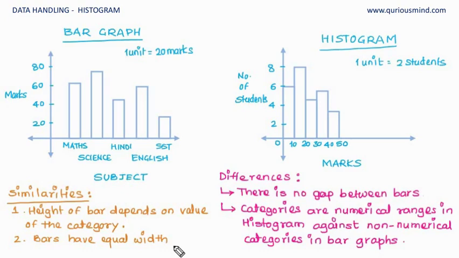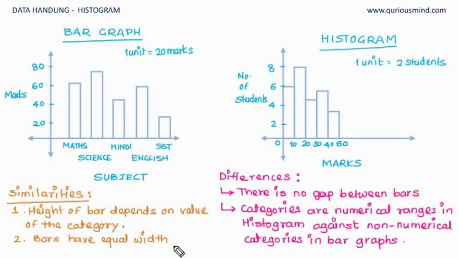So the major difference between bar graph and histogram is that there is no gap between the bars in histogram, and the categories in histogram are numerical ranges. And because the categories are ranges, the observations on the edges are considered in the upper class interval. And the usage, of course, is different.